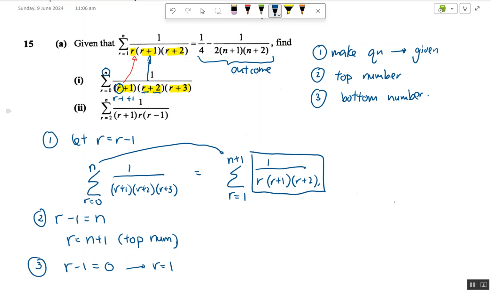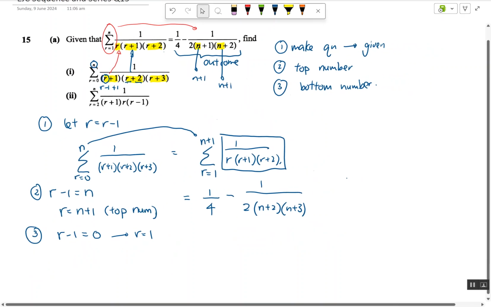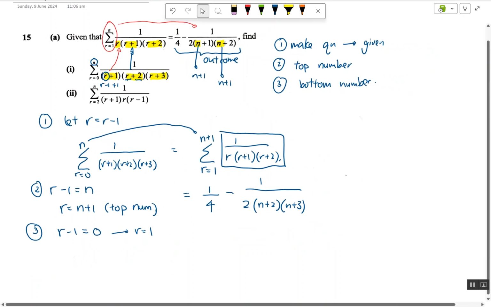This is the sum from 1 to n plus 1. The question gives you the sum of 1 to n is equal to this. So for the sum from 1 to n plus 1, I just replace all these n's with n plus 1 and you are going to get the result that you want. 2n plus 2 and n plus 3, because this n will now become n plus 1, n plus 1 plus 1, n plus 2. This will now become n plus 1, n plus 1 plus 2, n plus 3. And this is how you solve a question when you need to replace r.